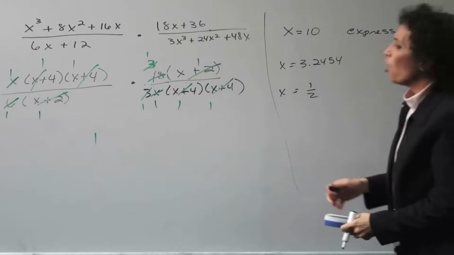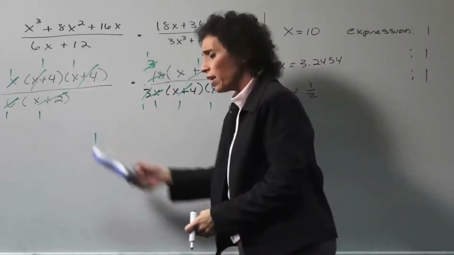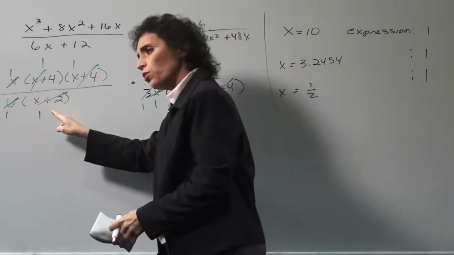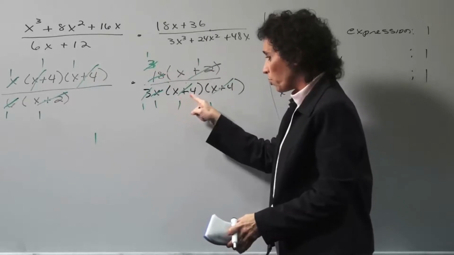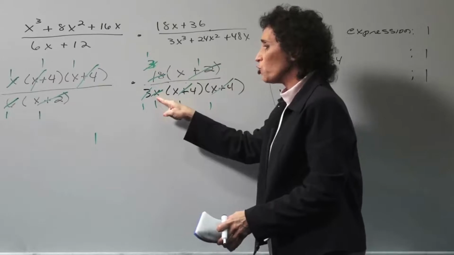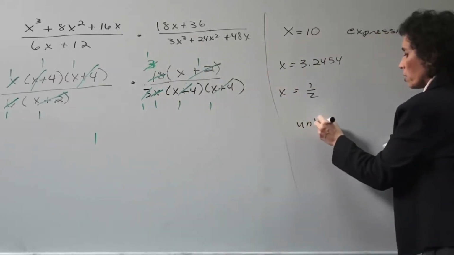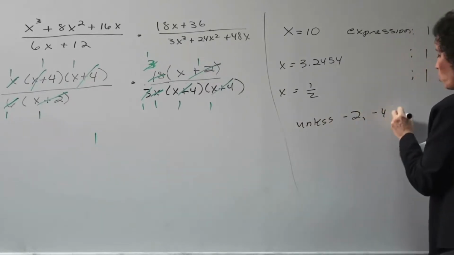Okay, when's the only time we have to worry? Look closely at the factored form. We have to worry at -2, because at -2 this will be undefined. We have to worry about -4, because at -4 this will make this 0 and this 0, so it'll be undefined. We also have to worry about 0. So it will always be 1 unless you have -2, -4, or 0.